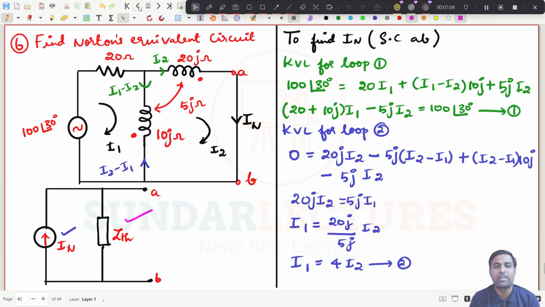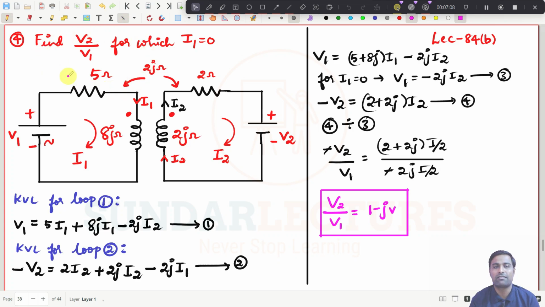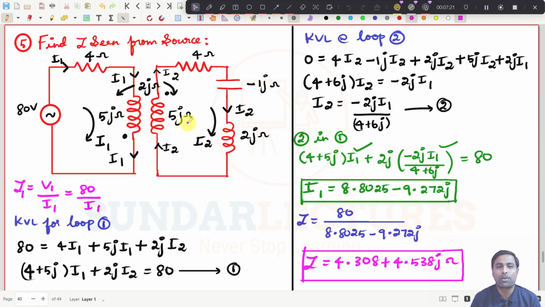What are the topics we have seen today? We have taken another three problems. In this one we need to find the ratio of V2 by V1 for which I1 is equal to 0. Just write KVL expressions for both loops, put I1 equal to 0, and straight away you will get the value of V2 by V1. And this problem is also interesting. You need to find the Z seen from the source. Simply it is V1 by I1. We know V1, they have given it already, and we find the value of I1 by writing the KVL equations for both loops.